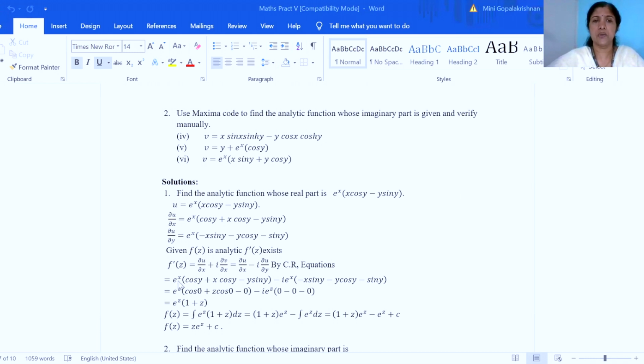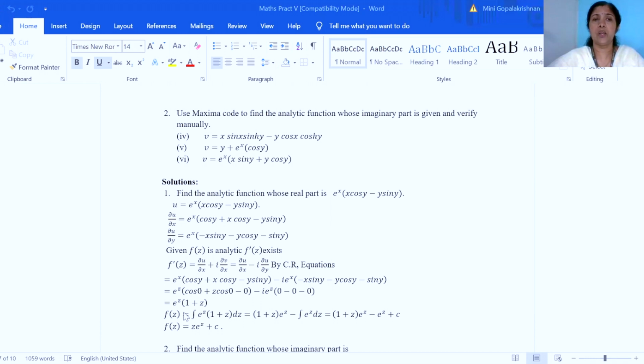So as a result, we will have e raised to z cos 0 plus z cos 0 minus this, which totally becomes 0, minus i e raised to z minus this, which also becomes 0 because of sin y. The second term becomes 0; all the 3 terms in the second bracket become 0. So we are left only with e raised to z into 1 plus z, as cos 0 is 1.